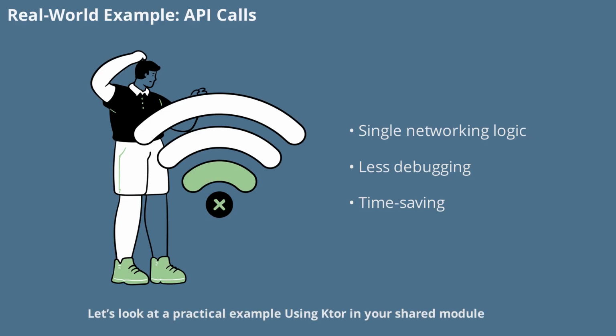Let's look at a practical example. Using Ktor in your shared module, you can handle API calls for both Android and iOS. This means you only need to implement your networking logic once, and both platforms benefit from the same robust, tested code. It's a simple change that can save hours of development and debugging time.